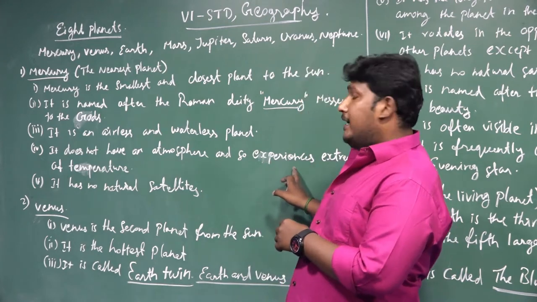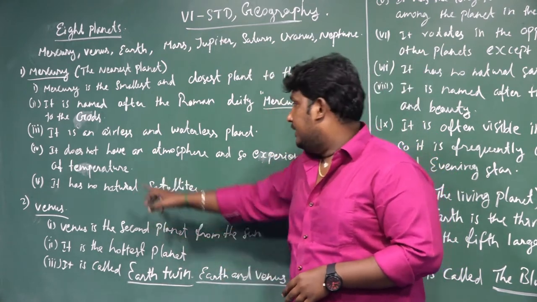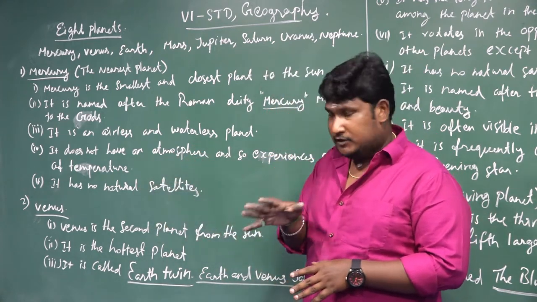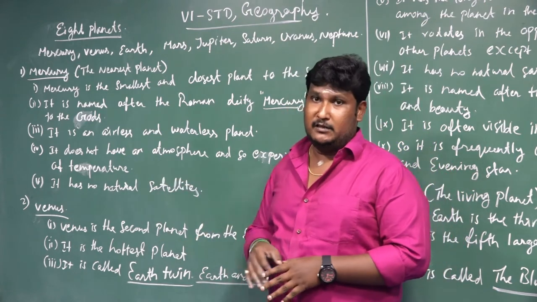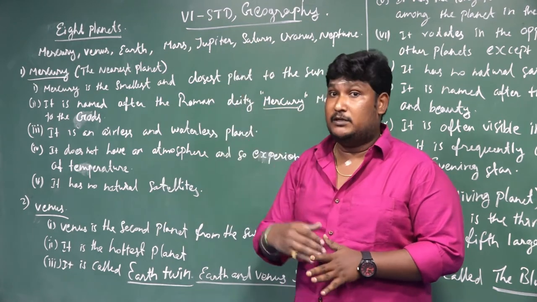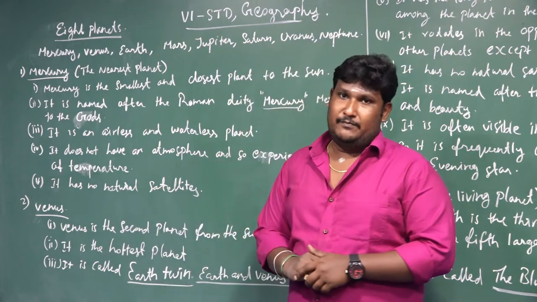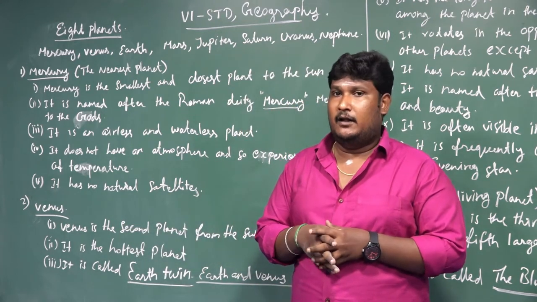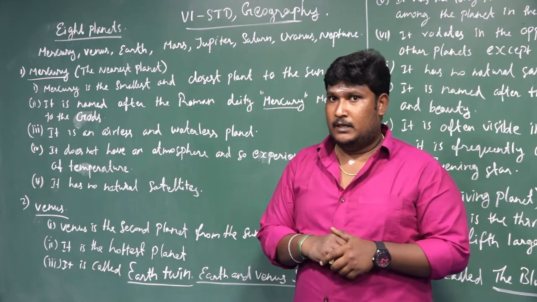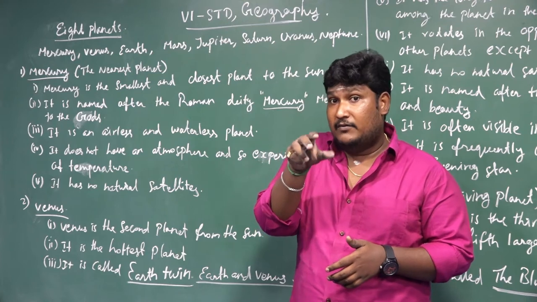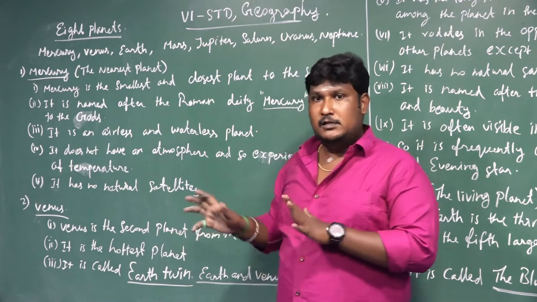It does not have an atmosphere, and so it experiences extremes of temperature. That is an overall extreme of temperature we have on Mercury. It has no natural satellite. On the Earth, we have one natural satellite, that is the Moon, but on Mercury there is no natural satellite.